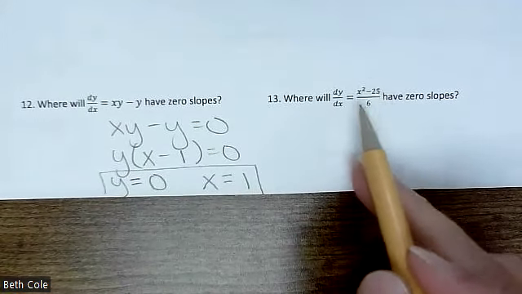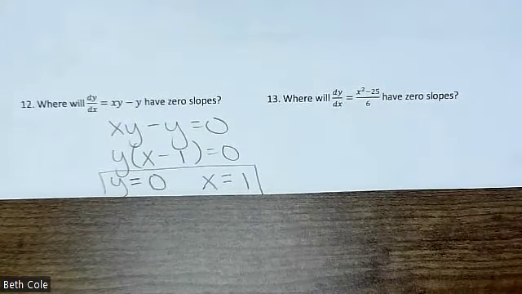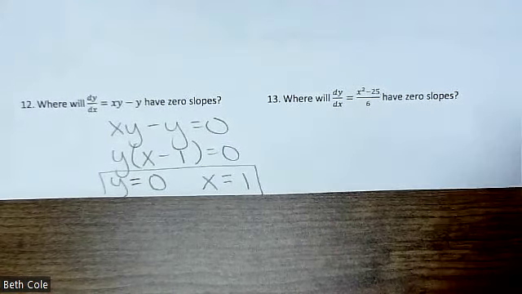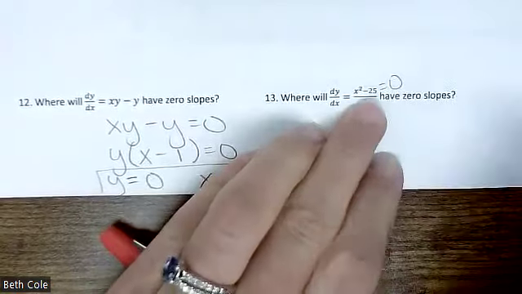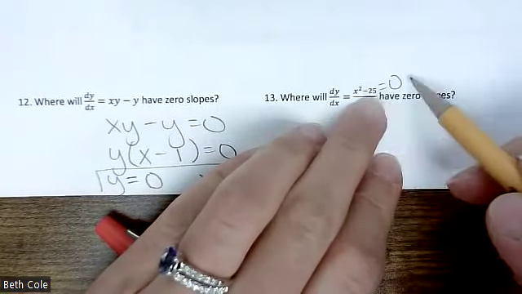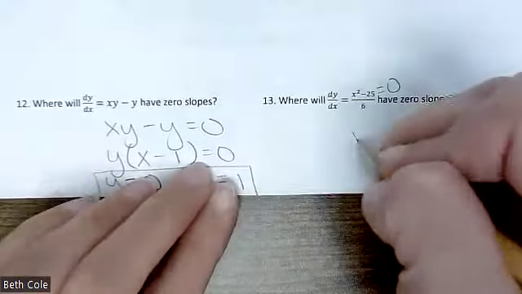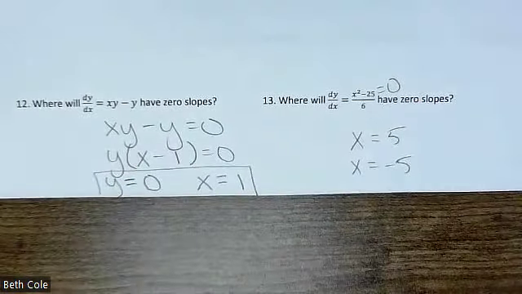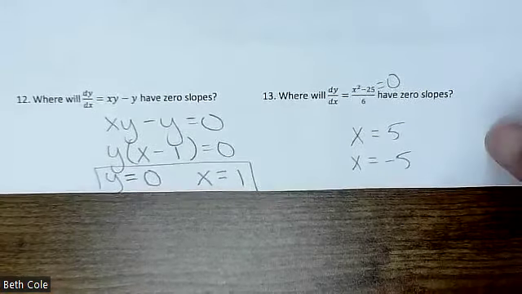This is the same thing. You would set that equal to 0 and solve it. Where would x squared minus 25 equal 0, though? There's 2 places where that you don't really need the denominator. Where would this equal 0? 5 and negative 5 there. See, we did that one too. Cool.